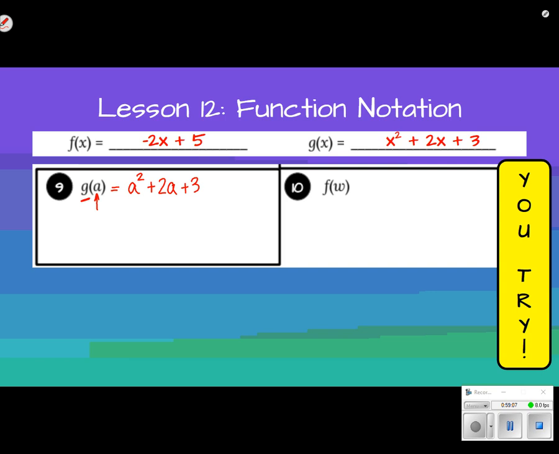Alright, they're telling you to take function f and replace all the x's with w's. So -2, take out the x, put in a w, plus 5. Now notice I didn't put parentheses around these variables because I am plugging them in, but I'm not able to do any math. I'm not plugging in number values.